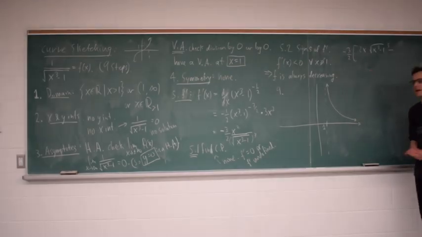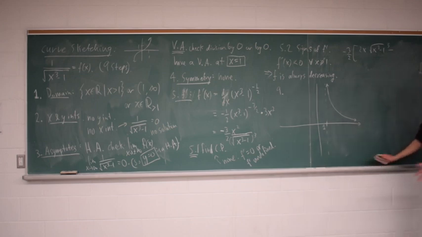All right, cool. So let's now do an example with a slant asymptote. Who has an example ready? If not, I'm going to make something up. Does anyone have an example?